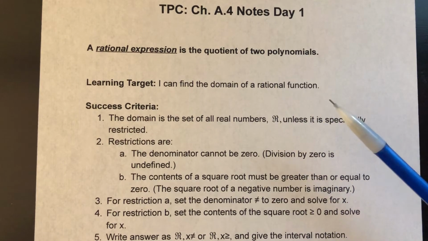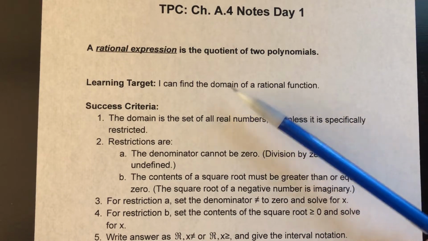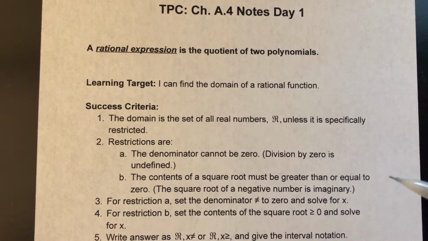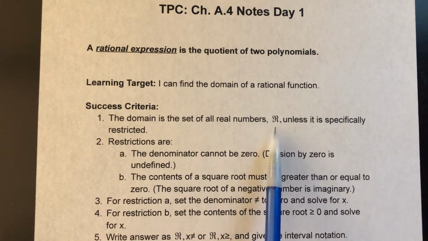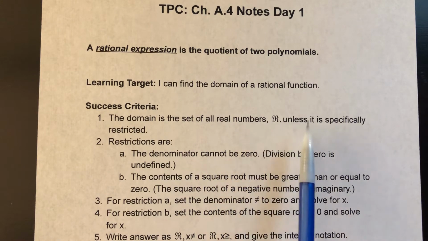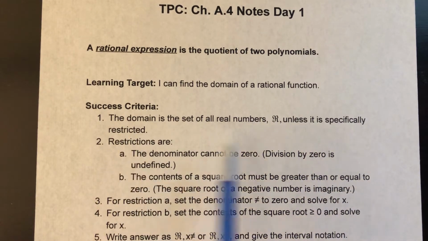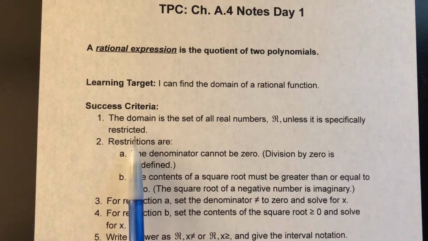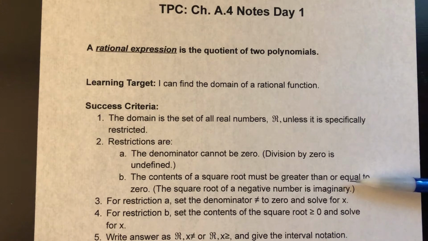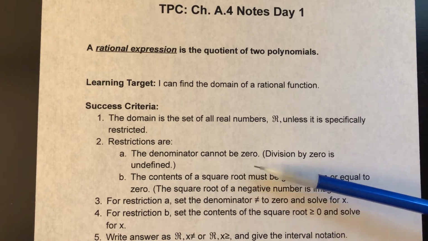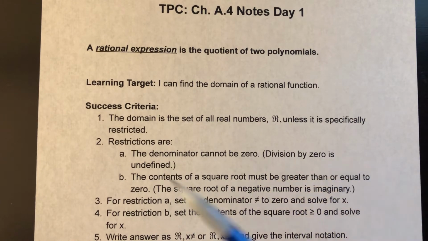So let's review the groundwork of finding domain of a polynomial. So to do that, the domain, first of all, is a set of all real numbers, and that's that fancy R that we use to represent all real numbers, unless it's specifically restricted. So all real numbers, unless restricted. And restrictions are 2 cases here. Our first restriction is that the denominator, so the bottom part of this fraction, cannot be 0. It cannot equal 0. Why? Because division by 0 is undefined.